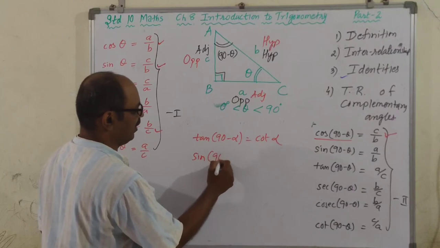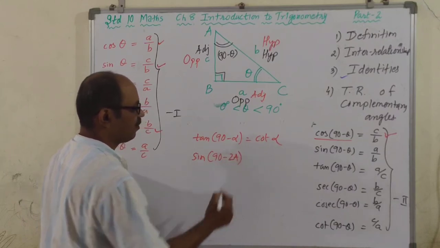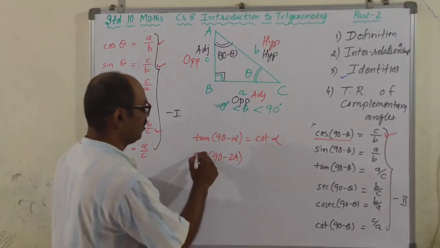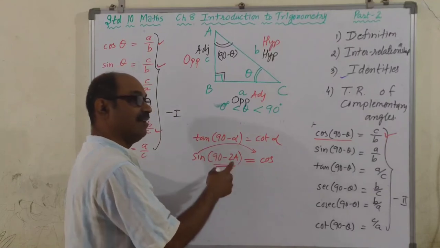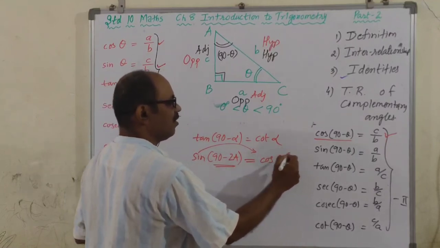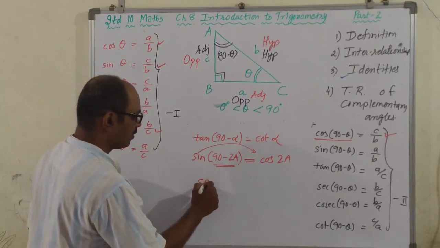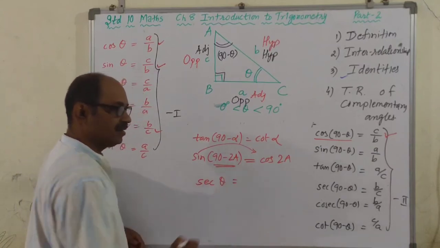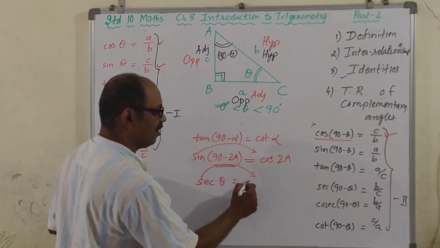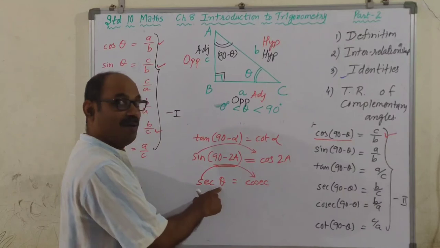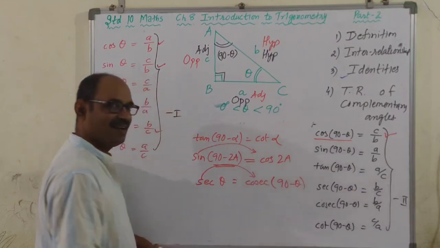Sine of 90 minus 2a. What is complementary of sine? Cos. And what is complementary of 90 minus 2a? 2a. Not minus 2a. Okay. Sec theta. Now reverse, we are doing the opposite. What is complementary of sec? Cosec. And what is complementary of theta? It is 90 minus theta.